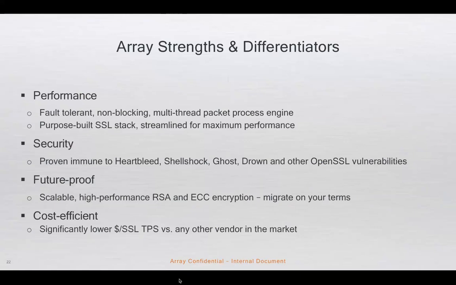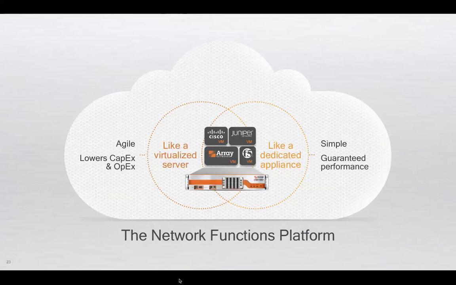With Array, the scalability, performance, and price performance are there. Whether you're using the RSA cipher or the ECC cipher, we support that from the entry level all the way through to the highest end, and you can migrate from one to the other on your terms when it's right for you. And the cost efficiency is significantly lower dollar per TPS versus other solutions on the market. So that is the deployment model that has an emphasis on raw horsepower, performance, scalability, and price performance.